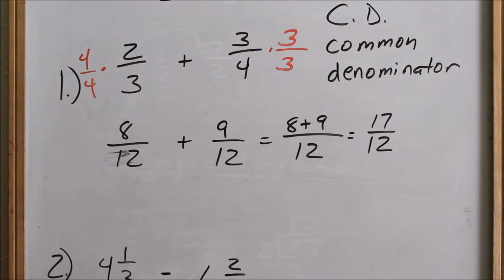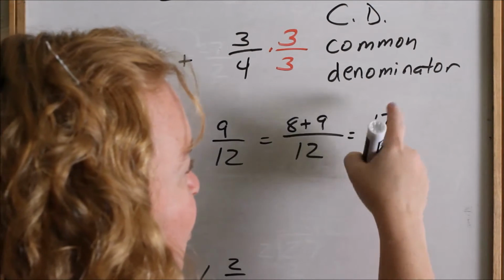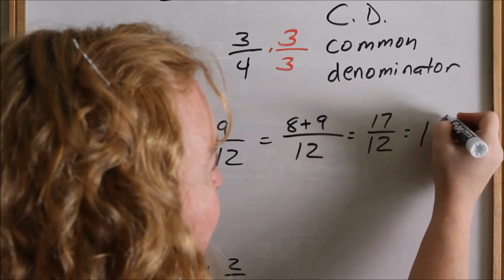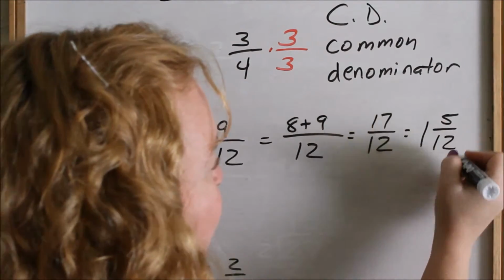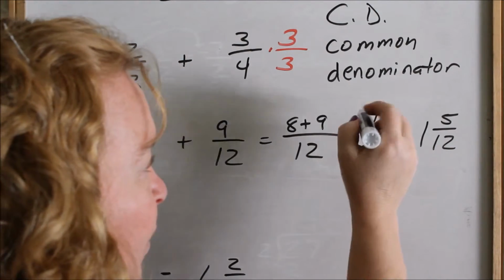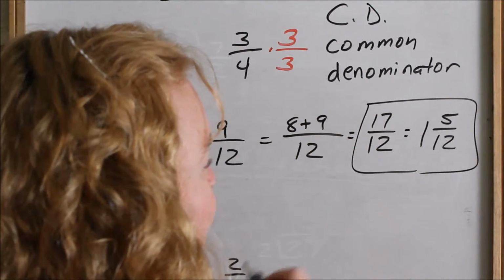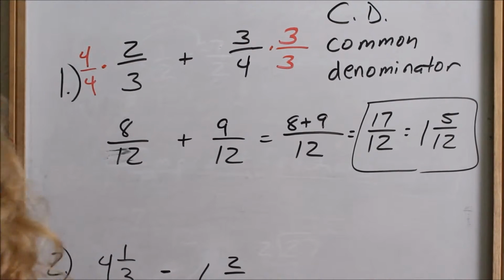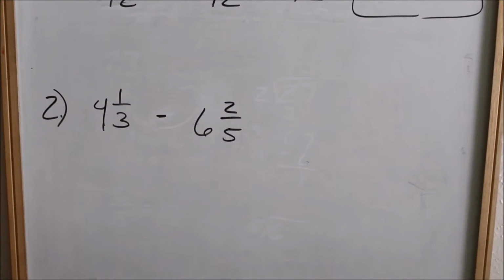You can either leave it as an improper fraction or turn it into a mixed number. Okay, if I want to turn it into a mixed number, 12 goes into 17 one time. There will be 5 left over, and neither 17/12 nor 5/12 reduces. Always check to see if your fractions can reduce. Okay, let's look at this next one.